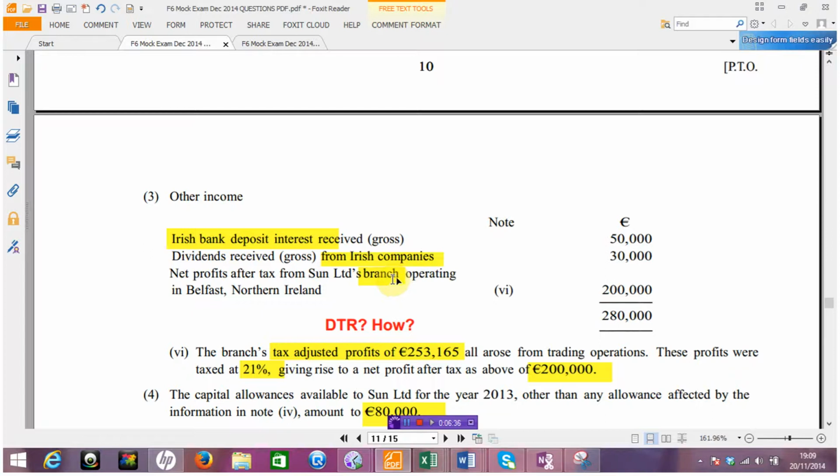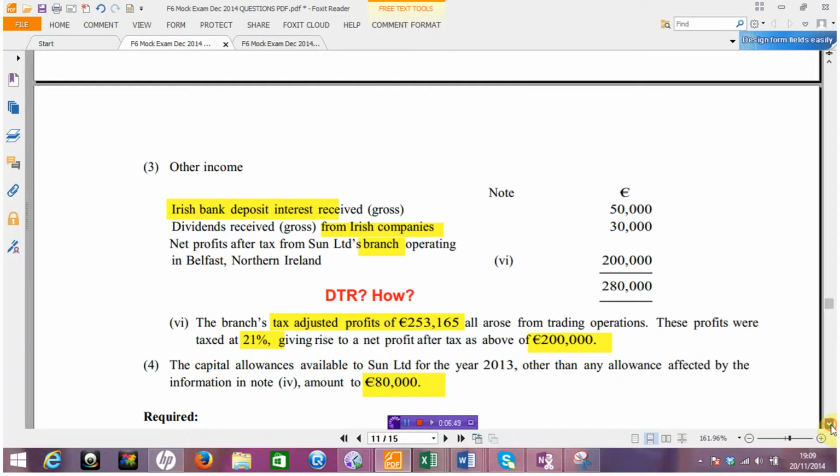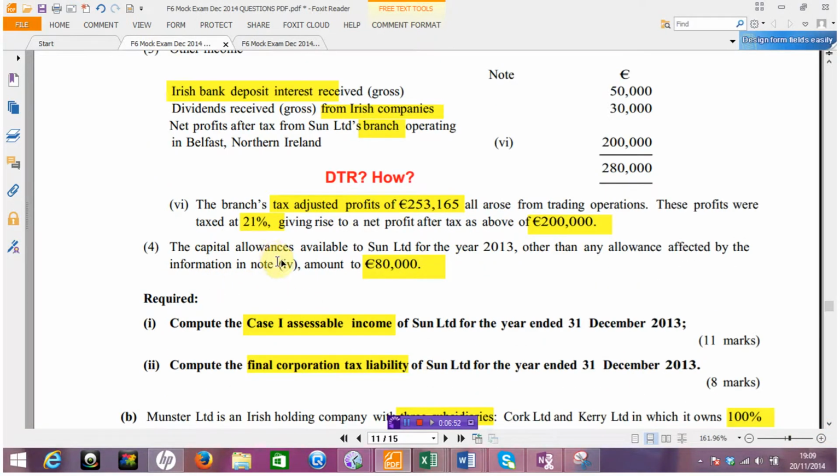I think the problem for us is this issue of the tax that's been deducted within the UK and dealing with this issue of DTR, or double taxation relief. So more of that later. Final point here, just in relation to capital allowances. This is just the sort of thing that perhaps a student under the stress of the exam wouldn't include. No adjustment to make here. We're just simply slotting this into the computation, subject to obviously the balancing charge figure.